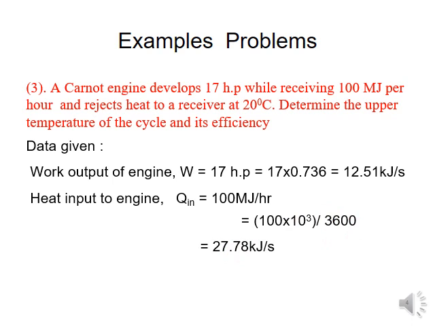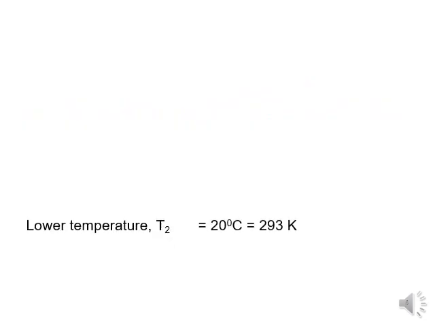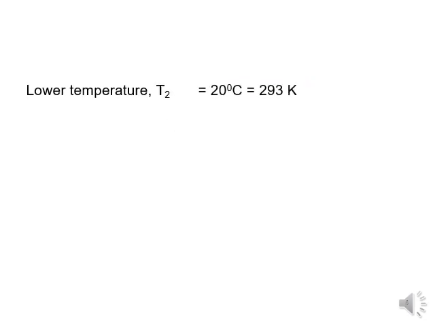So it becomes 27.78 kilojoule per second, and it rejects heat to the reservoir at 20 degrees centigrade. I am converting into Kelvin: 20 plus 273, 293 Kelvin.